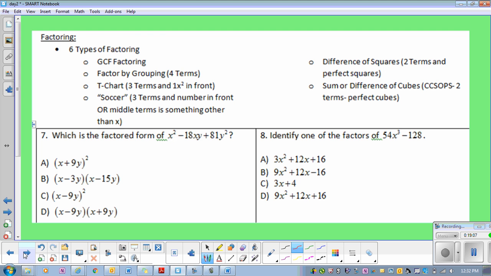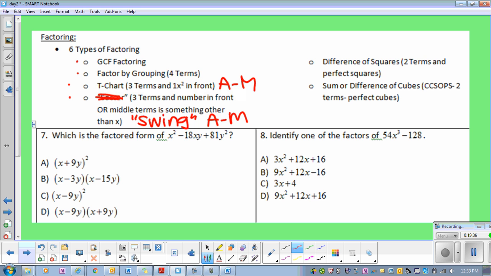All right, so let's look at some factoring. There are 6 types of factoring here. GCF, then factoring by grouping, which is 4 terms. Then the T-chart, when you have 3 terms, the AM way, and there's an x squared in the front. The next one, they call it soccer, is the swing one. You can cross that out. I think we've been calling it swing. This one's a swing AM.